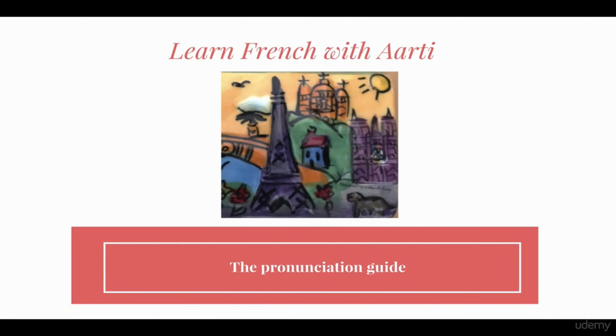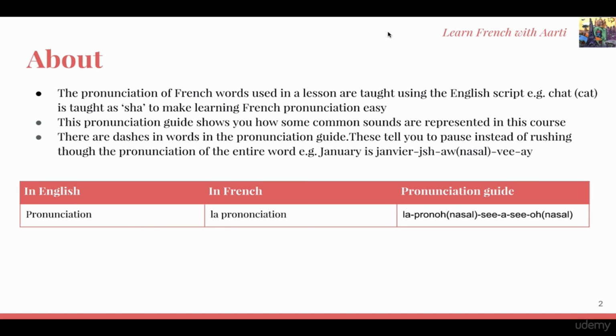A benefit of the course is that the pronunciation of each and every French word used in a lesson is written out using the English script. For example, the French word for the cat will be shown as chat, S-H-A, chat. This pronunciation guide shows you how some common and difficult sounds are represented in this course.